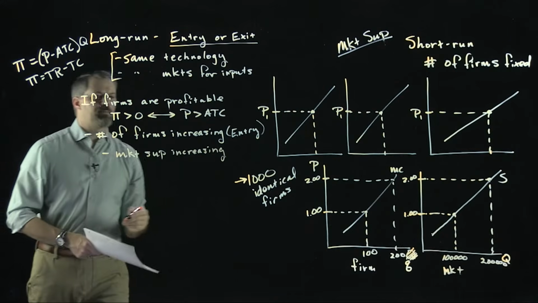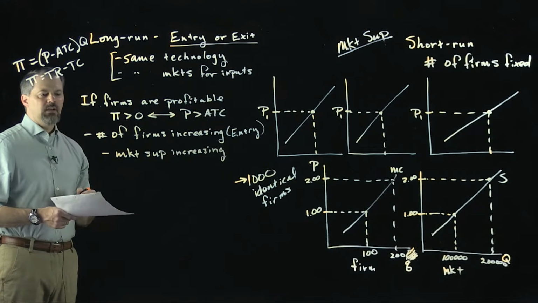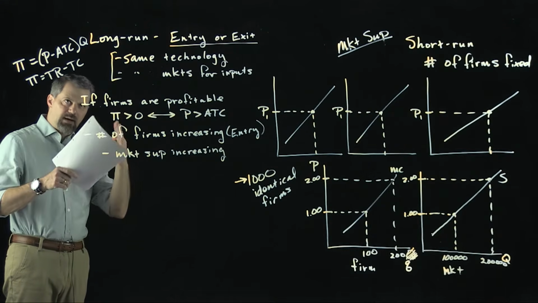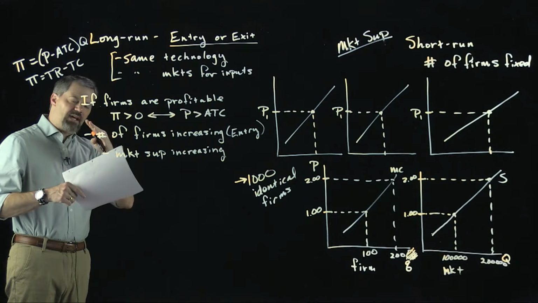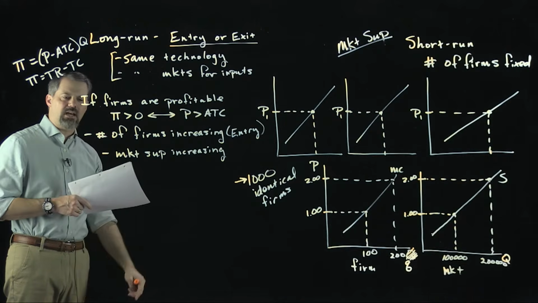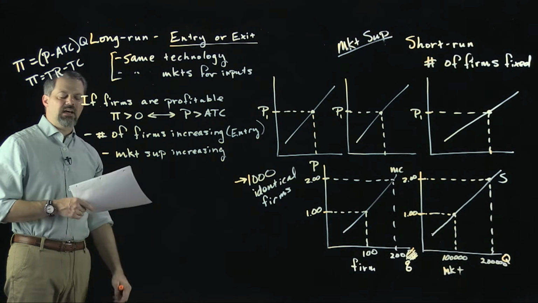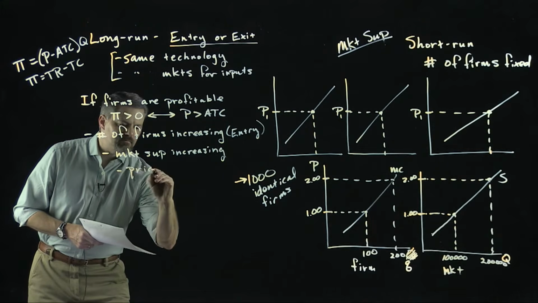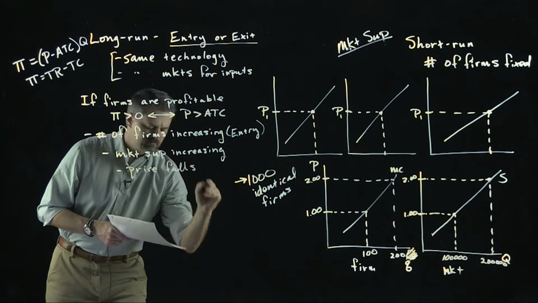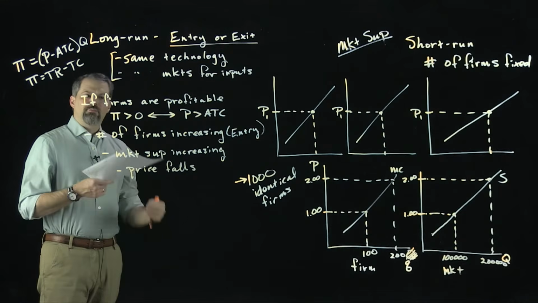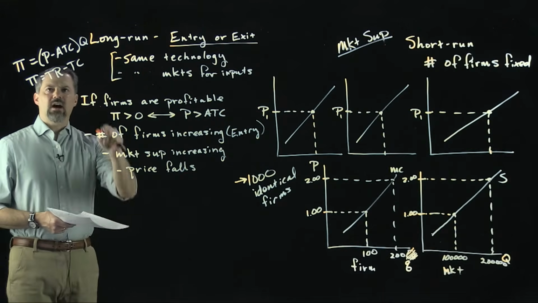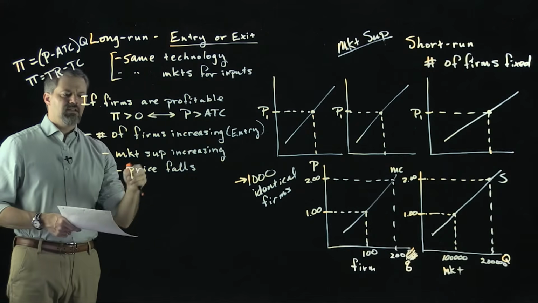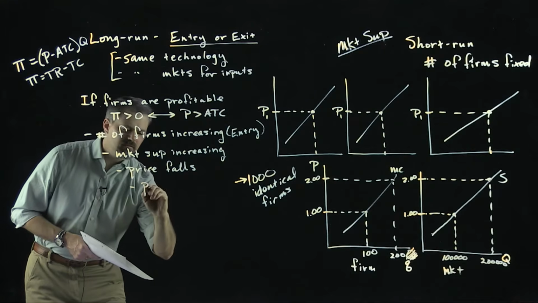Well, if market supply is increasing, then this means that the market price is going to be falling. If you think about the supply curve and the demand curve and what happens if that supply curve shifts to the right, then that means the price is going to be falling. So price falls. Well, if price is falling, then profit's going to be going down. So if this number is falling, then we know that profit falls.